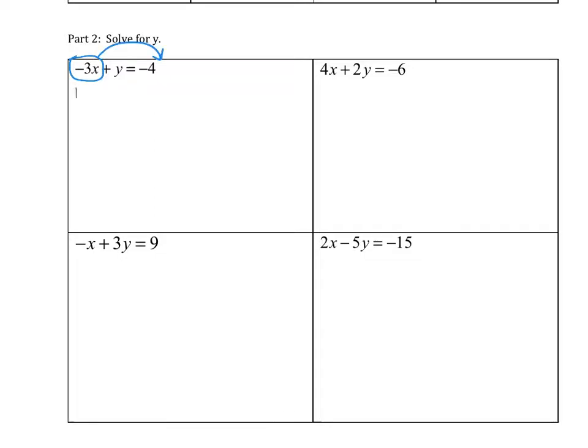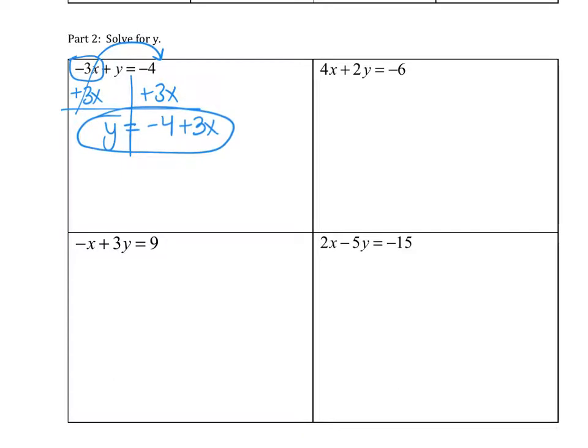So since it's negative, I'm going to do the opposite, and I'm going to add 3x onto both sides of my equation. When I do that, I'm left with y equals -4 plus 3x. Done. This is actually only a one-step problem. Okay, I thought that there were going to be two steps, but it's still only one step. You're just going to have to make sure you put a variable in your answer. That one is done.